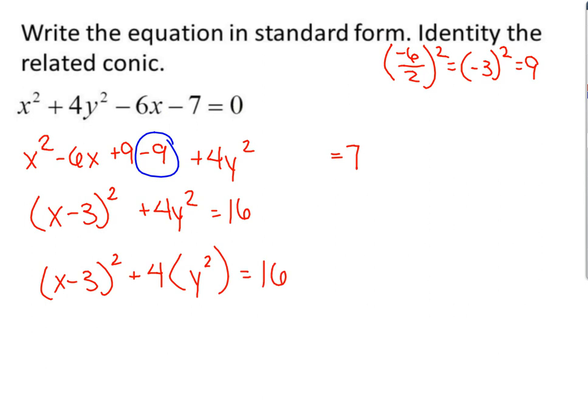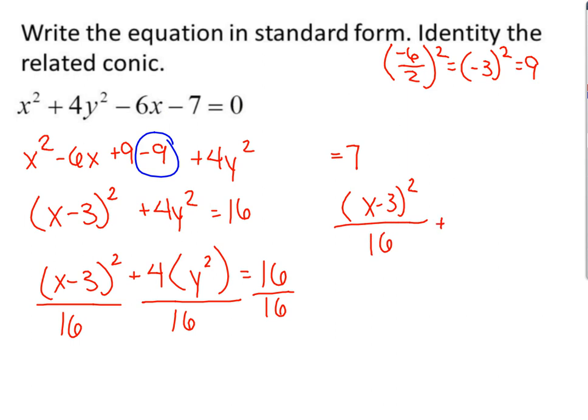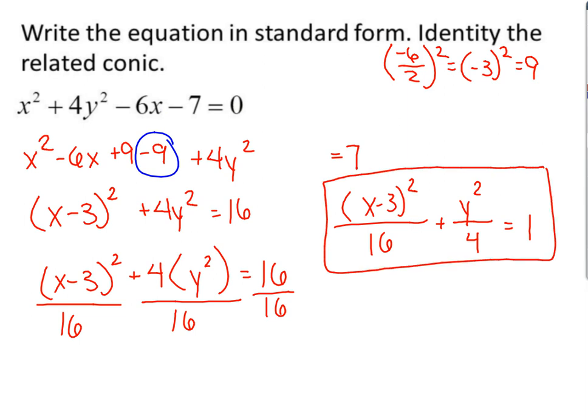Because there's a value in front of that y squared, we are going to divide, because this is not in the shape of a circle. So we'll divide everything by 16. So our equation is going to be x minus 3 squared over 16 plus y squared over 4 is equal to 1. And so this will be an ellipse. If you wanted to write this y differently, you could write it as y minus 0 squared, so it's easier to identify the center, but those two are interchangeable.